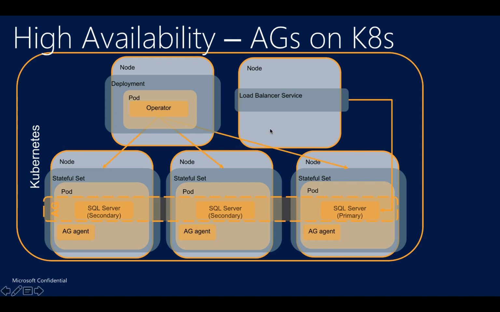Now, lastly here, you'll have a service that your applications will connect to. And the service will redirect all of the connections to whichever pod is currently the primary. So let's take a look at what this actually looks like running on OpenShift.